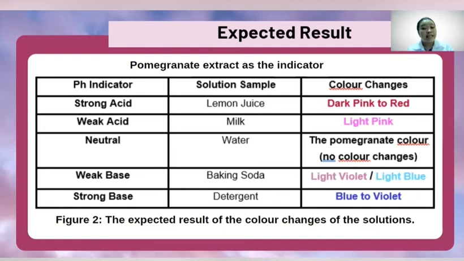For water, there is no color change as the indicator will remain pomegranate color, and the result is neutral pH. Baking soda is expected to change the color of the indicator to light violet or light blue, and that indicates a weak base. Lastly, detergent is expected to change the color of the indicator to blue or violet, which indicates detergent is a strong base solution.